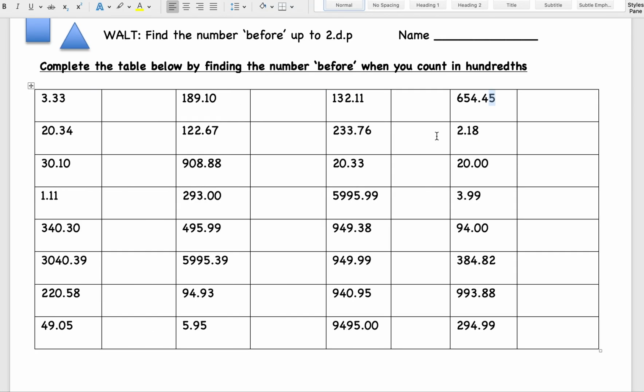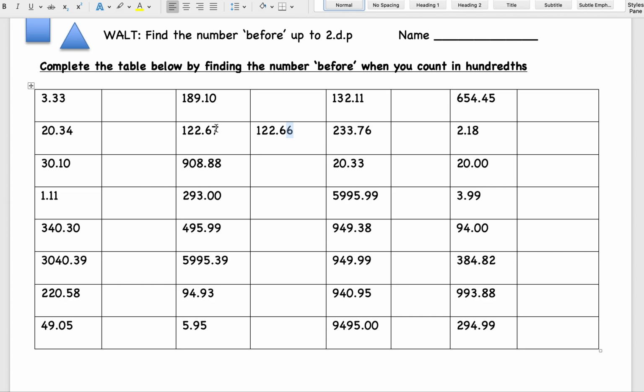Let's have a look at the squares and triangles work and give an example. So if I look at this one, it says 122.67. I don't need to subtract anything from the hundreds, from the tens, from the units, from the tenths. No, I subtract from the hundredths, because that's what it says at the top here. You find the number before when you count in hundredths. So we're looking at 122.66. It's 66 because we've subtracted 1 hundredth from the hundredths column.